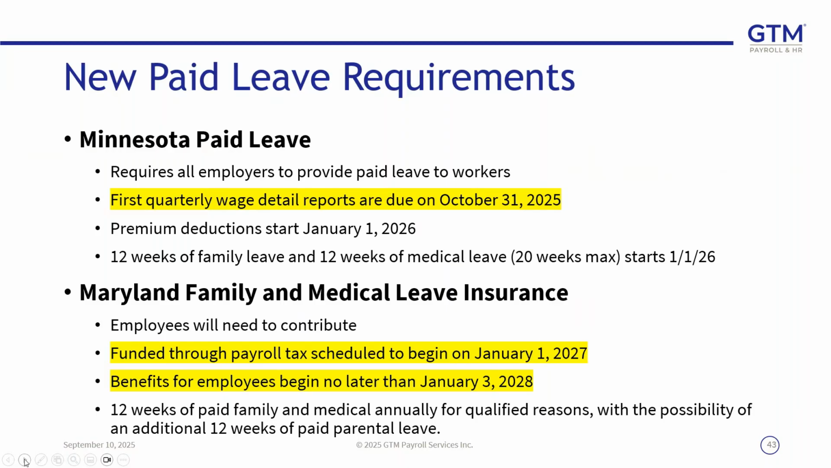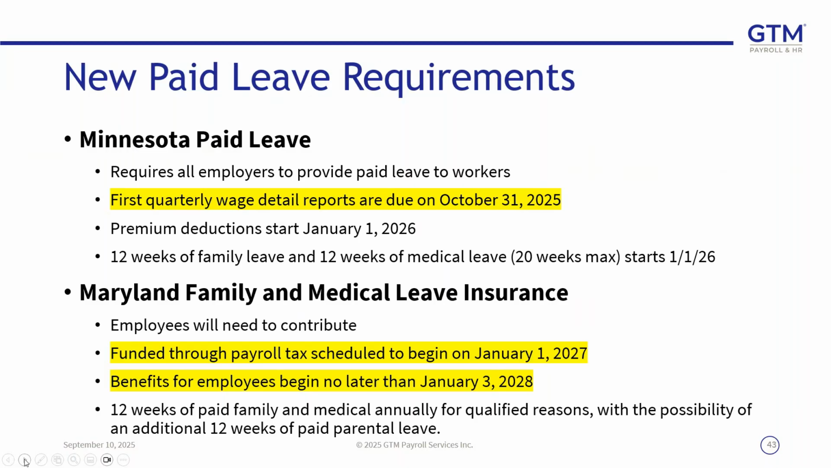Some new and upcoming paid leave programs have requirements to be aware of. In Minnesota, the first quarterly wage detail reports are due on October 31st. These reports must detail the wages paid to your employees between July 1st and September 30th of this year. You'll submit this information using the existing state unemployment insurance system. The quarterly wage detail reports submitted for paid leave are identical to the wage detail reports employers currently submit for unemployment insurance purposes. And then, on January 1st, employers can begin deducting the employee share of paid leave.